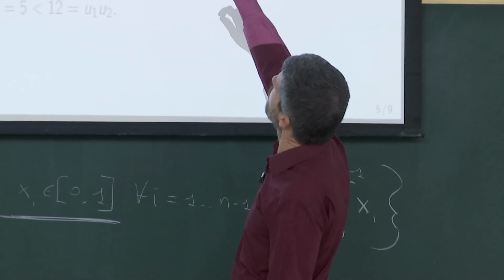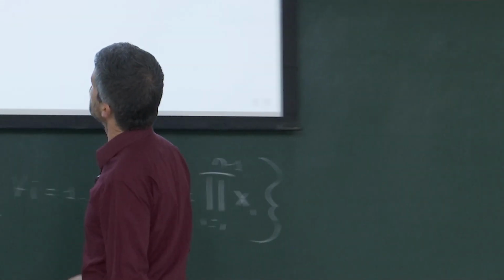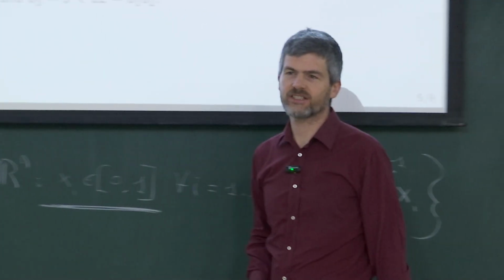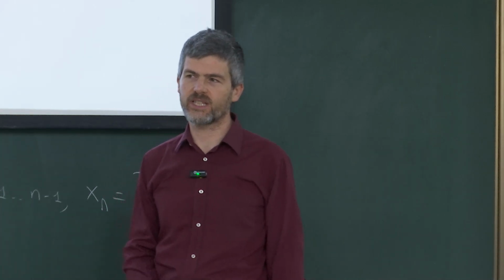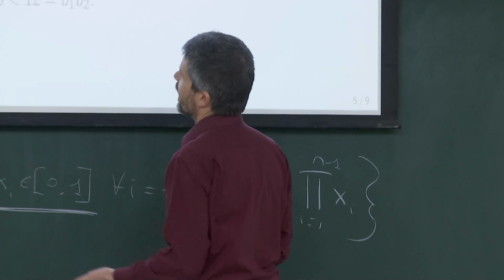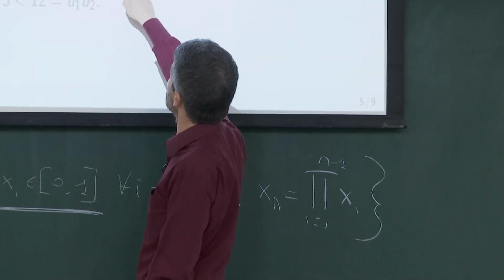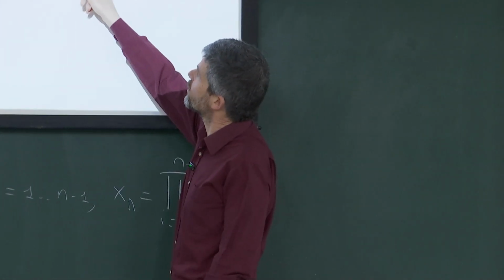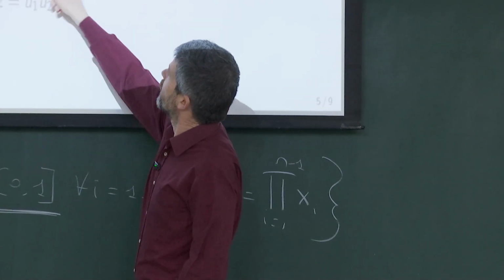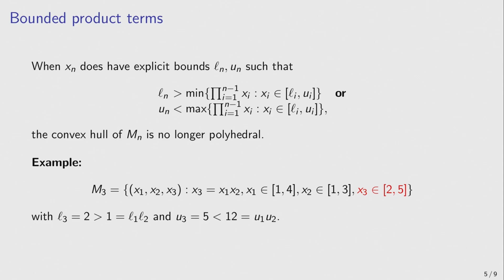In the case when, for example here, everything is bounded, including x3, things change a lot. We no longer have any polyhedral. So we can have a polyhedral relaxation, but that's not the tightest. So here, for instance, x1 is between 1 and 4, x2 is between 1 and 3, x3 is between 2 and 5, and 2, if you can verify, is greater than the lower bound induced by x1 and x2. And the same holds for the upper bound. 5 is obviously tighter than 4 times 3.